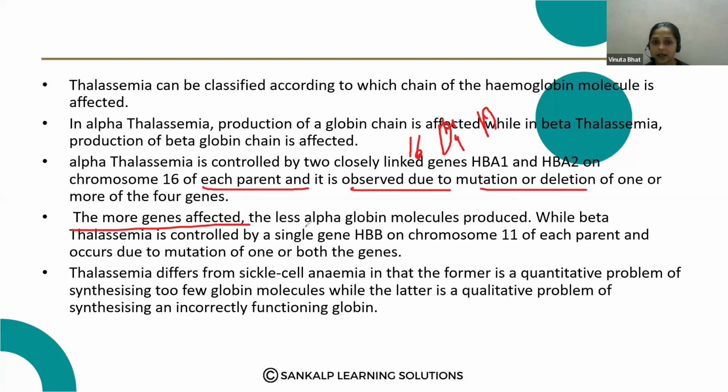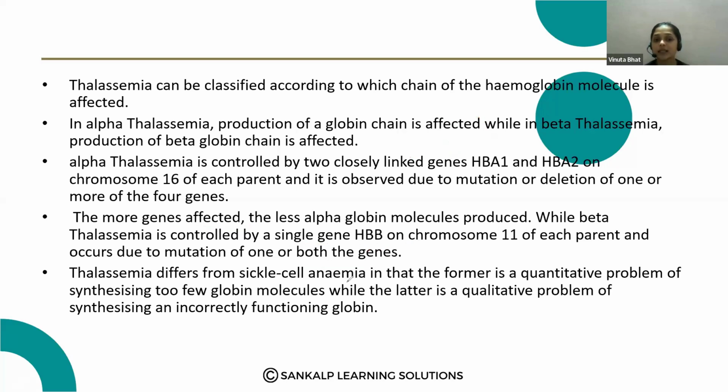The more genes are affected, the fewer alpha globin molecules are produced. Here, if more genes are affected, less alpha globin is produced. While beta thalassemia is controlled by a single gene, HBB, on chromosome 11 of each parent and occurs due to mutation of both the genes. Okay. Then you have to explain about alpha thalassemia and beta thalassemia.